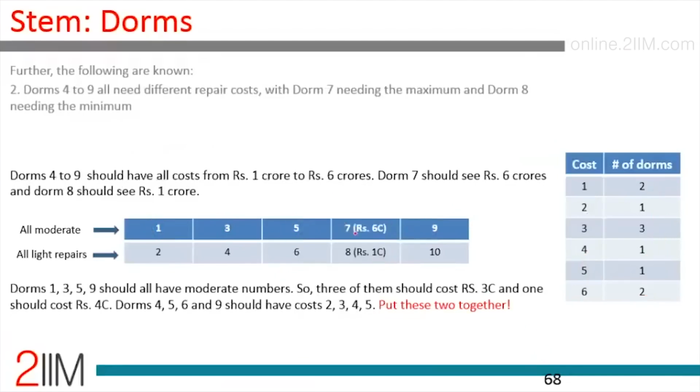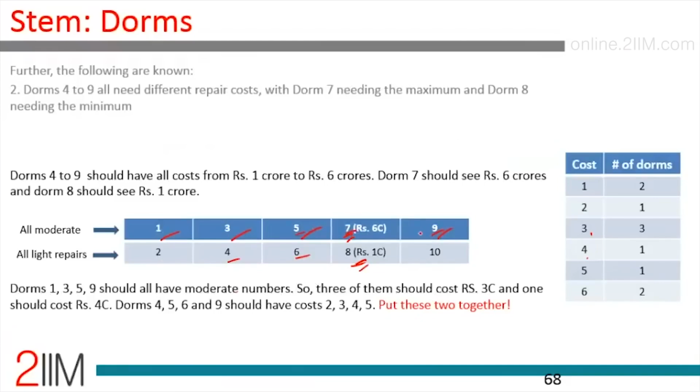We know this data we have put. This is 7 crores. This is 1 crore. And then we know that these 4 are all moderately priced, when the cost is moderate. Moderate cost is either 3 or 4. We also know that DOMs 4, 5, 6, 7, 8, 9 are all different integers that they've been told.